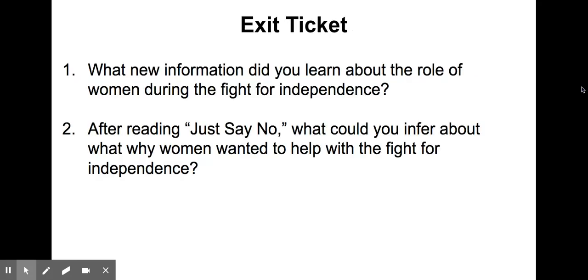Our exit ticket, I want you to think about the following questions. You can feel free to share these out as well. What new information did you learn about the role of women during the fight for independence? And 2, after reading Just Say No, what could you infer about why women wanted to help with the fight for independence?